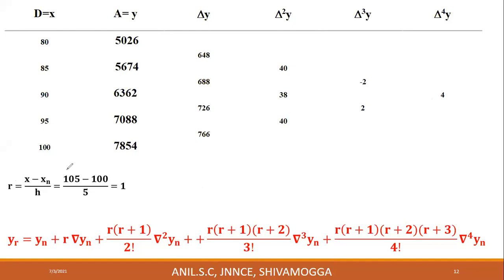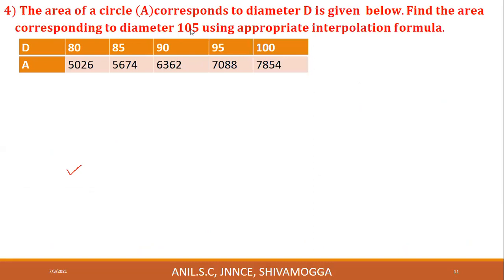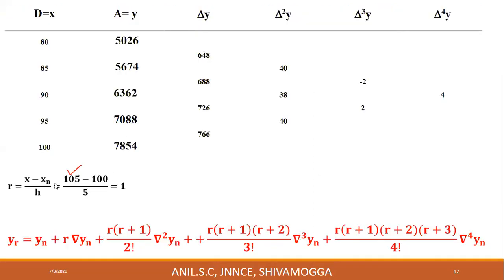Y is required at x is equal to 105. That is the value of x, corresponding to diameter 105. Substitute x is equal to 105, and xn is equal to 100. This last one is xn: x0, x1, x2, x3, x4. x4 is xn, 100, divided by h.